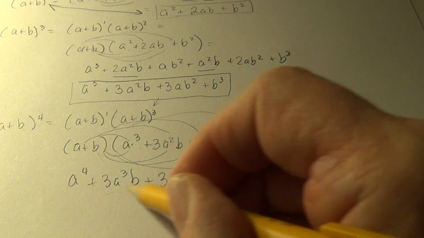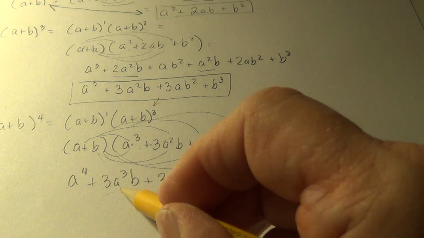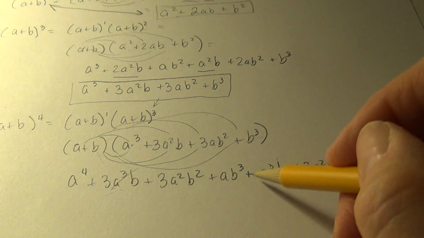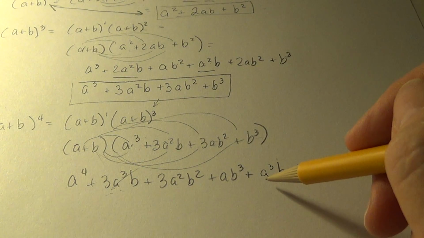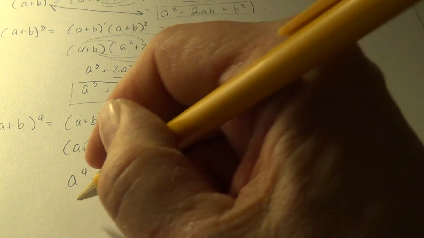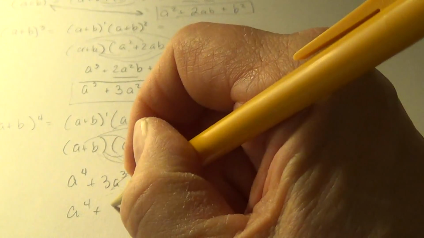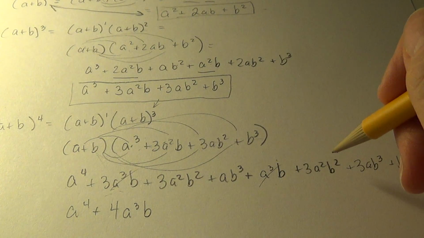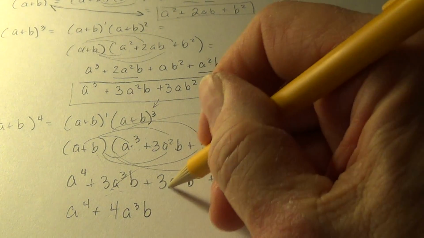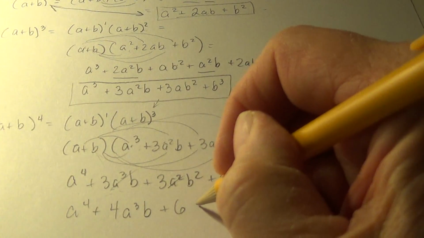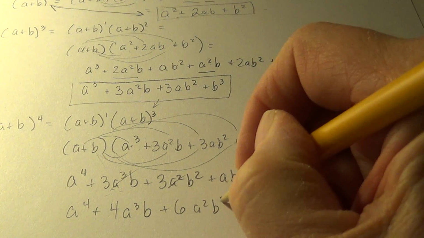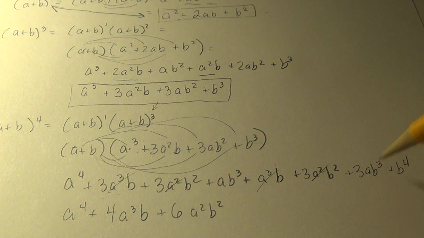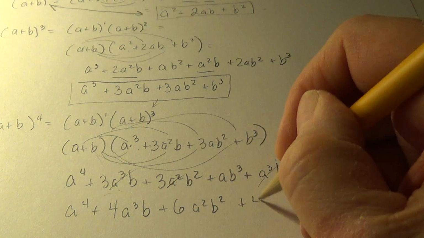Alright, finding like terms. There's 3. And there is 1. I'm going to kind of cross them out. Not that they're gone, but then I know I've combined them. 3 of those and 3 of those. And 4 of those.